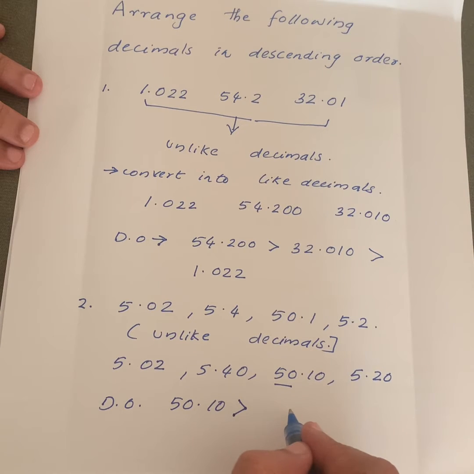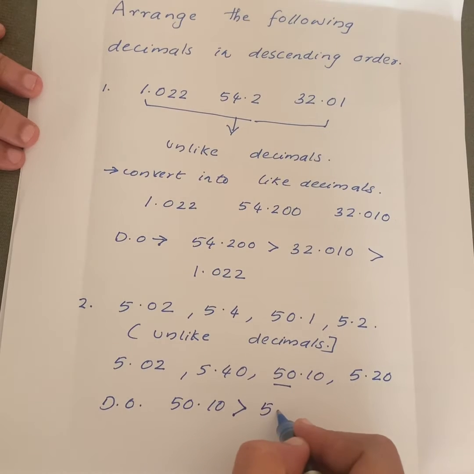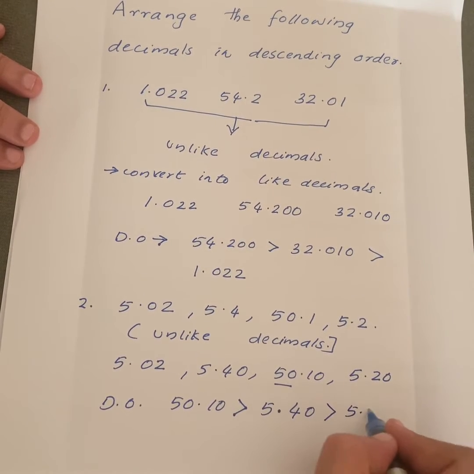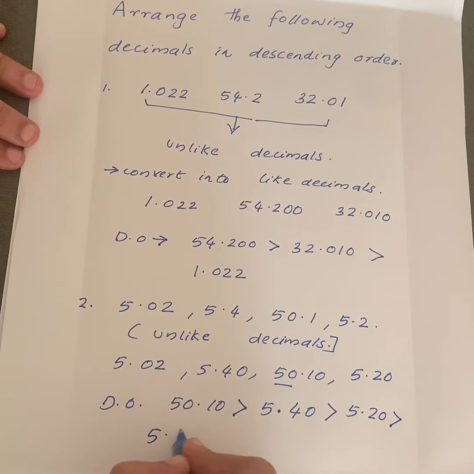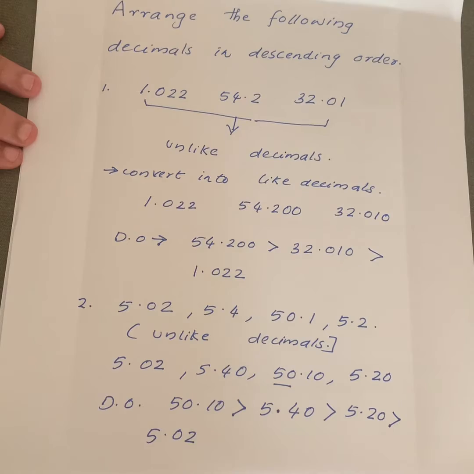Then which one is the biggest one? Here 50 and next all are 5. So after the decimal we have to check the first digit, so it is 4. So 50.10, then 5.40, then 5.20, then obviously 5.02.